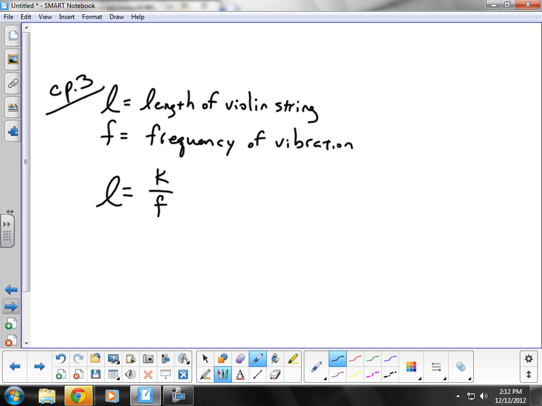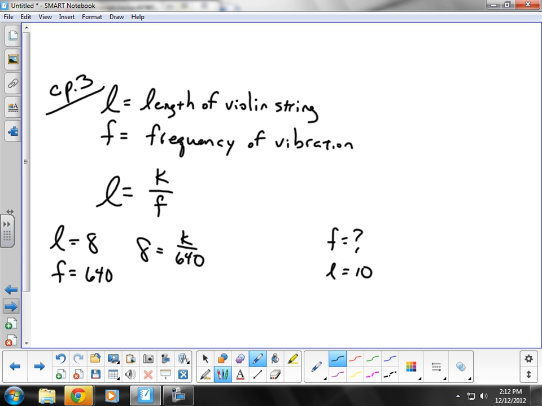Then I read some further here in the next sentence. It says that a violin string that is 8 inches long, so L is 8, vibrates at a frequency of 640 cycles per second, so 640. Then it asks me, what is the frequency of a 10-inch string? So this is the piece that they gave me both parts to, so I'm going to plug that back into the equation. So 8 is equal to k divided by 640.